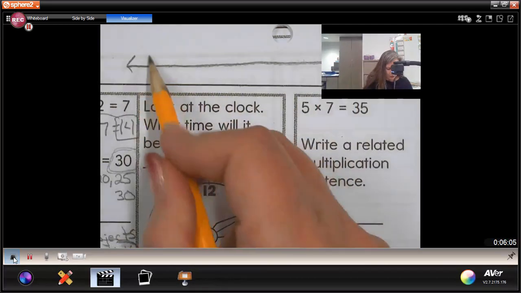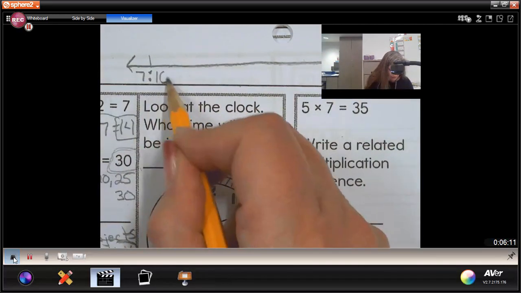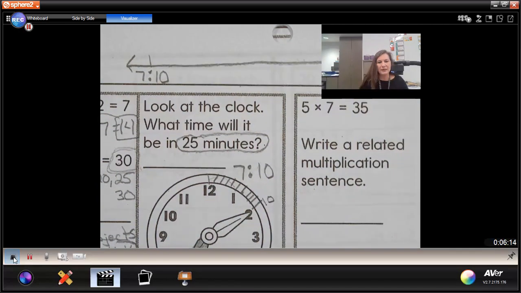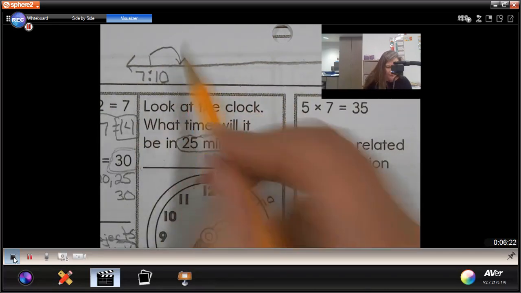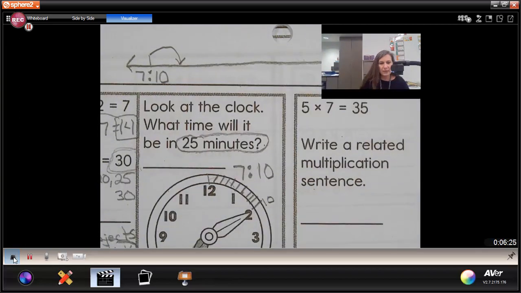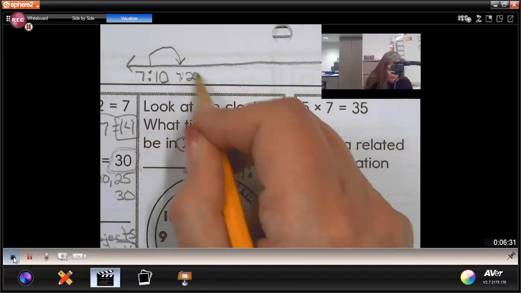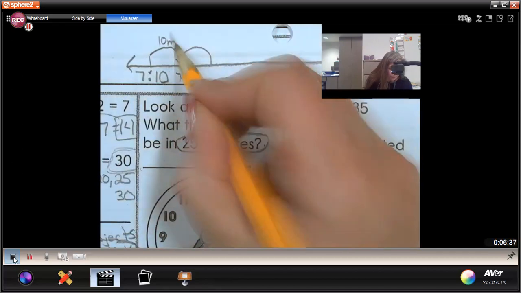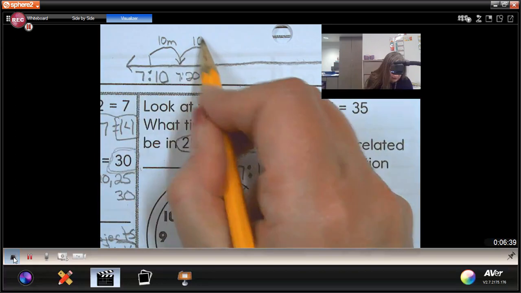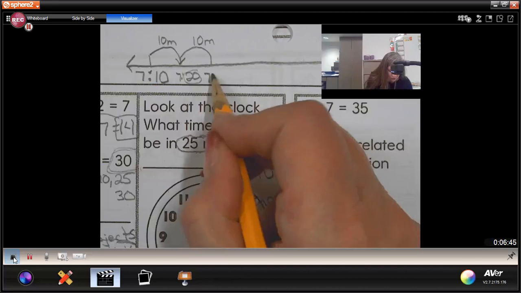And I'm going to have my start time, which is going to be 7:10. It doesn't give us an AM or a PM, so we really don't know if this is AM or PM. But we can add 10 minutes to 7:10, and that would be 7:20. So that's 10 minutes. I need to add another 10. I'm going to add another 10 minutes to this 20, and that's going to be 7:30.